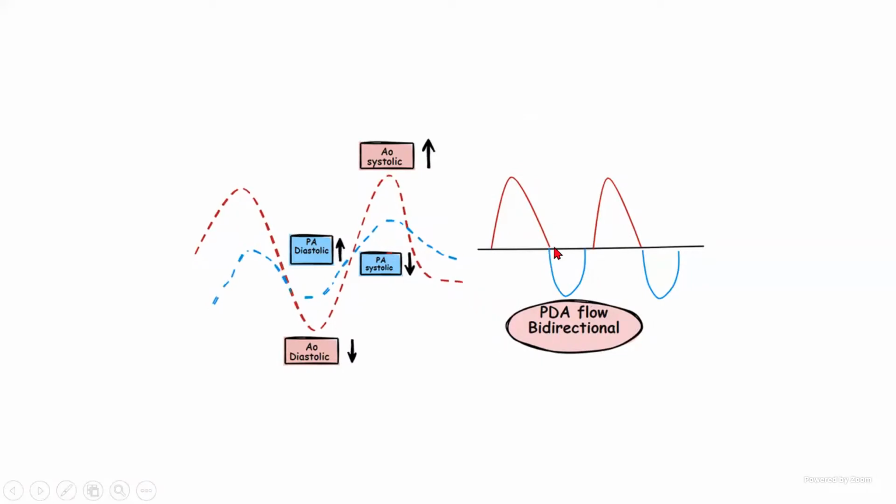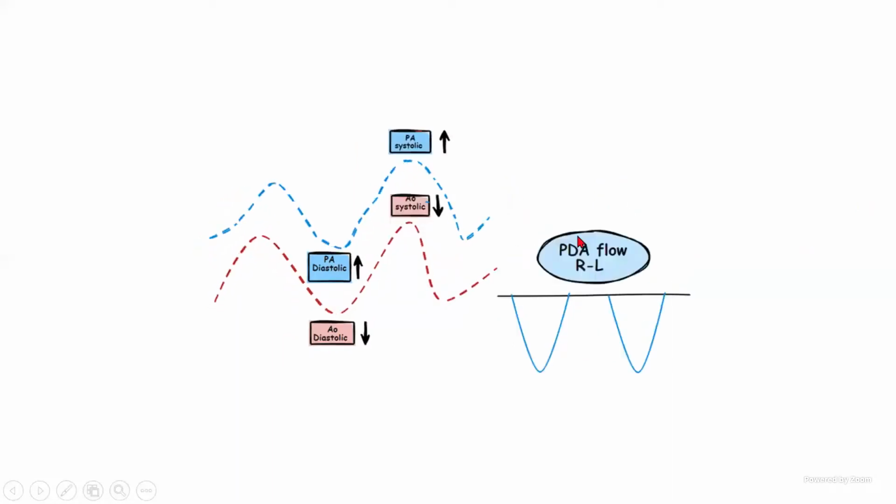So in this, you can see there is a bidirectional shunting, where in systole, your aortic pressures are higher than your pulmonary pressures, so it is left to right. In diastole, your pulmonary pressures are higher than your aortic pressures, so it is right to left, below the line. And in this case, you see in systole and diastole, your pulmonary pressures are higher than your aortic pressures. So the whole PDA is shunting right to left. It will be blue in color and the tracing will be below the line. So that is your severe pulmonary hypertension.